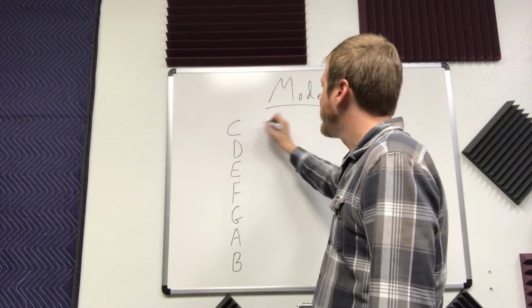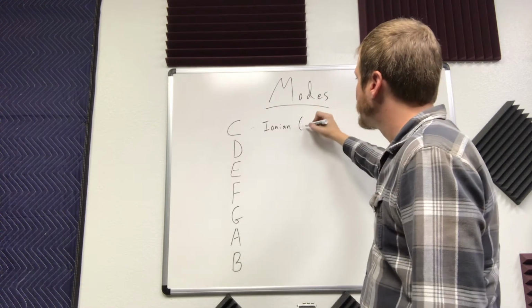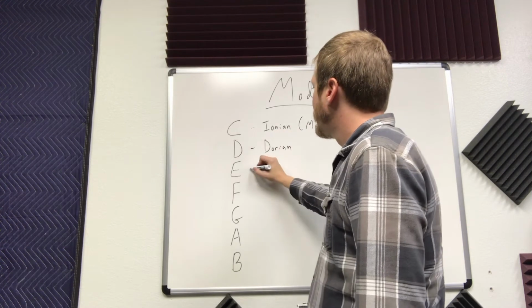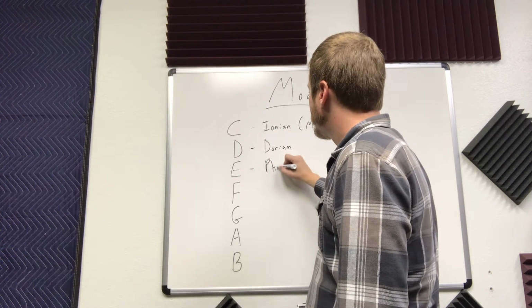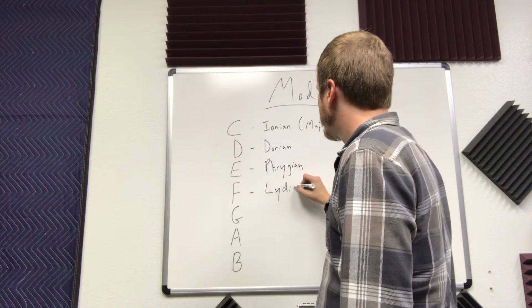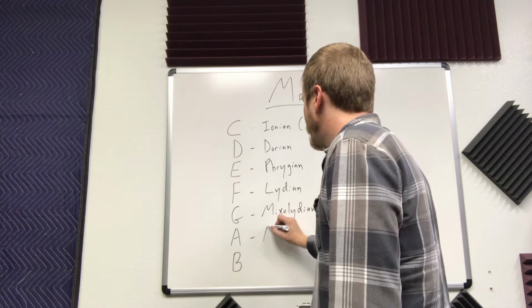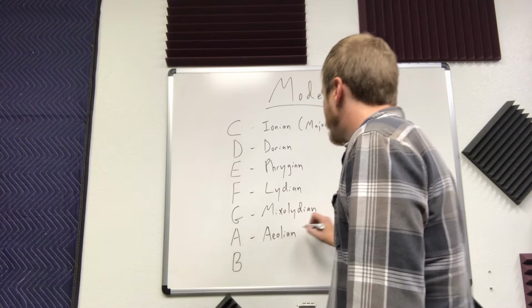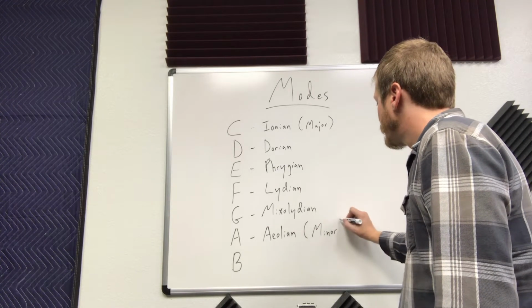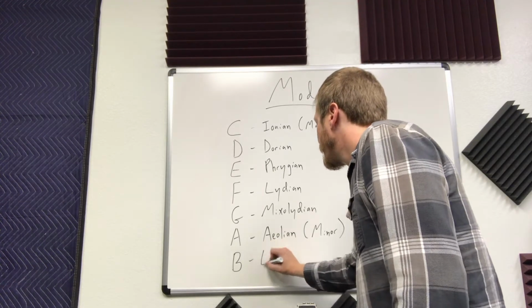So for C, we call this Ionian, which is more commonly just referred to as major. For D, we call this Dorian. For E, we call this Phrygian. For F, we call this Lydian. For G, we call this Mixolydian. For A, we call this Aeolian. And that's also a minor scale, or natural minor. Okay. And then B is what we call Locrian.